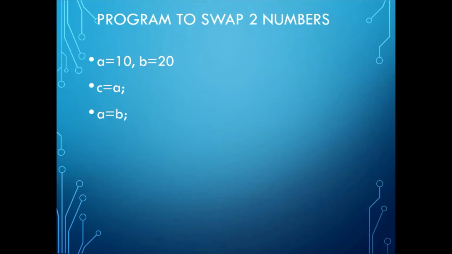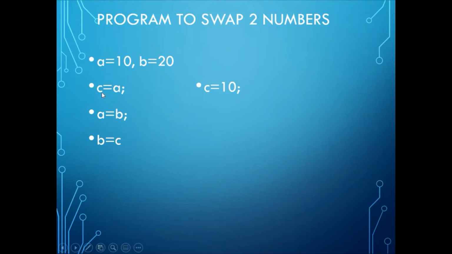After this, A is equal to B, that is the second value will be stored into the first variable, and after that the first value which is stored in C will be transferred into the second variable. Step by step, how this is done, let us try to understand this.